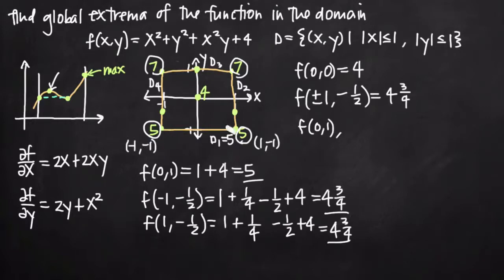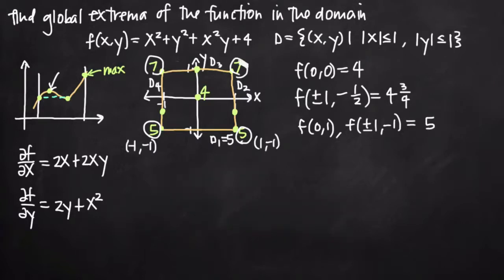So again, the y value there is the same. Both of the y values are equal to negative 1. The x values are 1 and negative 1. So we'll say f of plus or minus 1 for x and negative 1 for y. Those values are all equal to 5. Finally, we have 2 corners, 2 critical points, where the values are equal to 7. This is the point 1, 1. This is the point negative 1, 1.